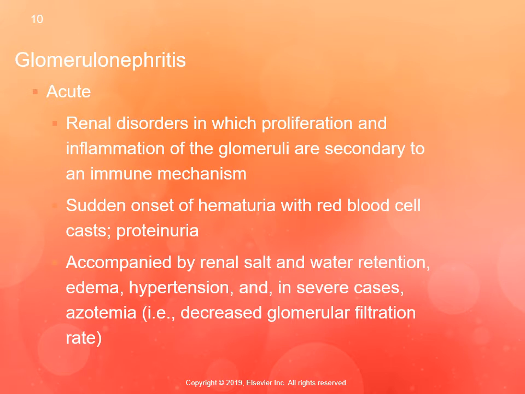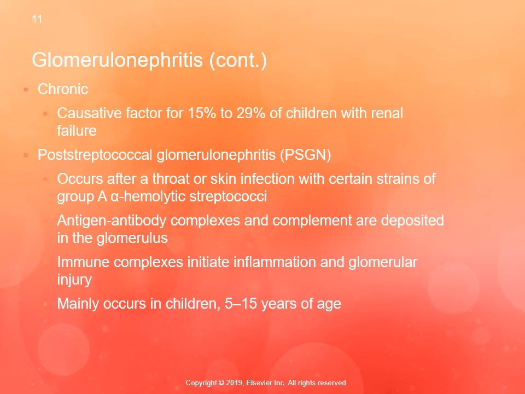Glomerulonephritis does occur in children, renal disorders in which there is a proliferation and inflammation of the glomeruli, secondary to immune mechanisms. So they have sudden onset of hematuria with red blood cell counts and proteinuria, and then all the accompanying renal and salt and water retention symptoms. You can have chronic glomerulonephritis in children. It's a causative factor for 15 to 29% of children with renal failure.